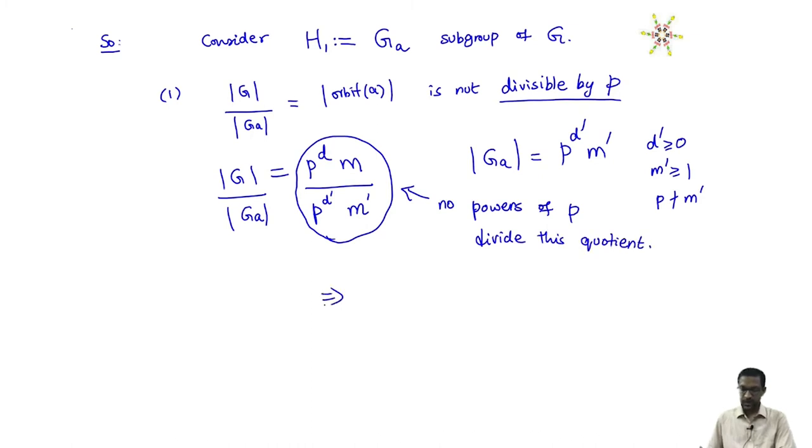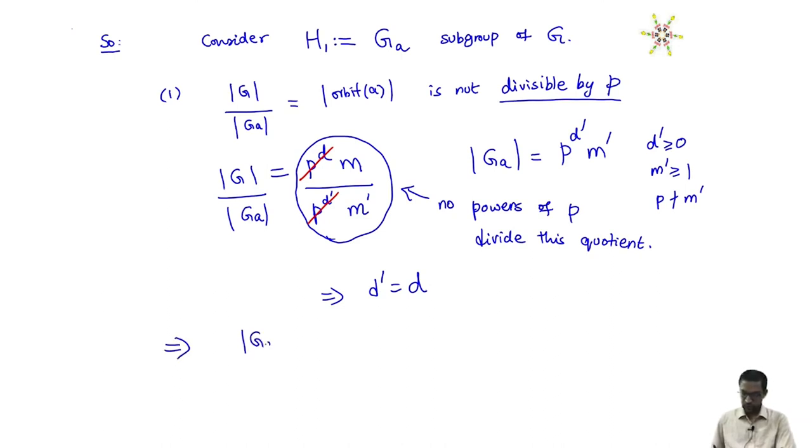Well, when can that happen? It can only happen if every power of P in the denominator cancelled out everything on top. Only then can you not have any P's remaining. Remember, M and M dash are relatively prime to P. They have no P's in them. They are products of powers of other primes. So what does this mean? This means that the only way this could have happened is if this power D prime was actually equal to this power D.